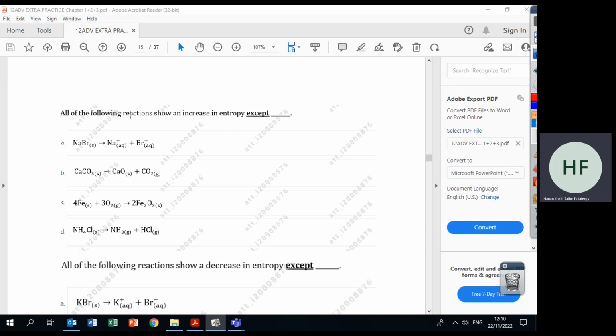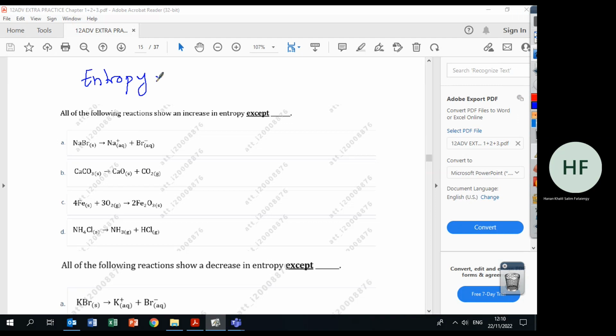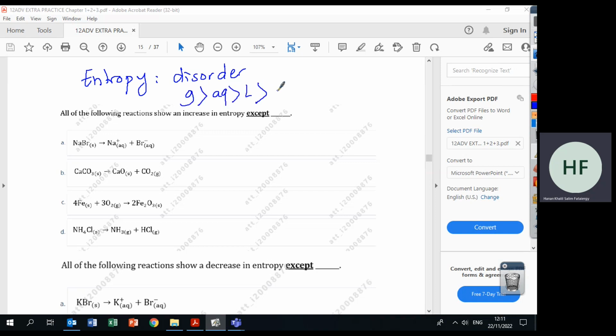Okay, all of the following shows an increase in entropy except. Remember, entropy is the measure of randomness. So entropy is the disorder or randomness. And we said before that gases have more entropy than aqueous, more entropy than liquids, more entropy than solids. And if I have a reaction, what do I do? I count moles of gaseous reactants and moles of gaseous products, and then we compare which have more entropy.